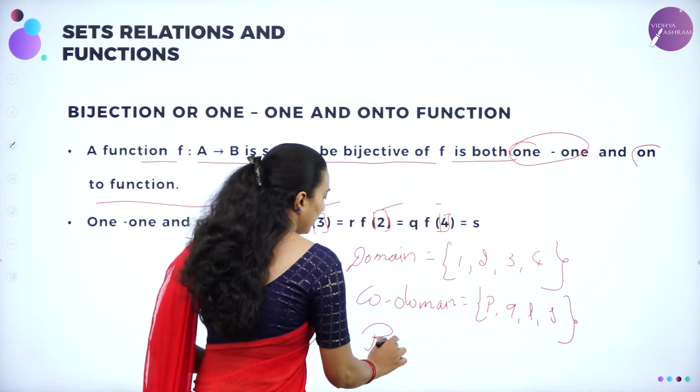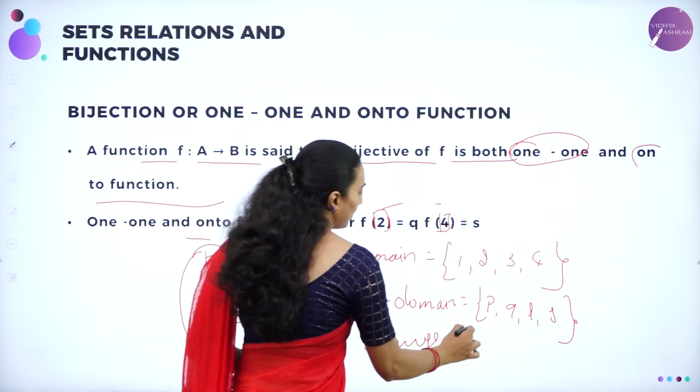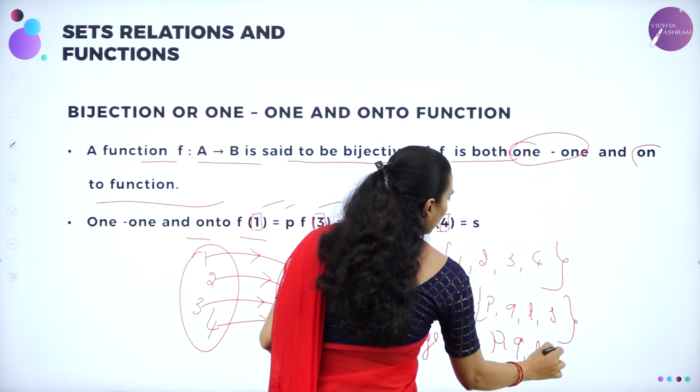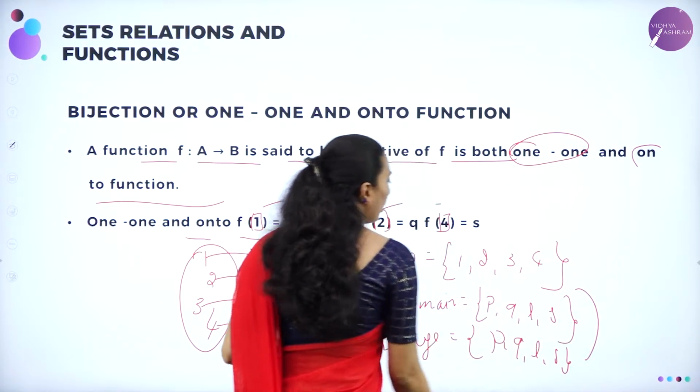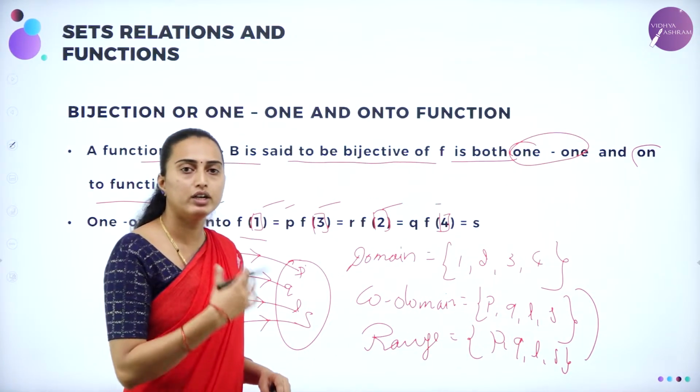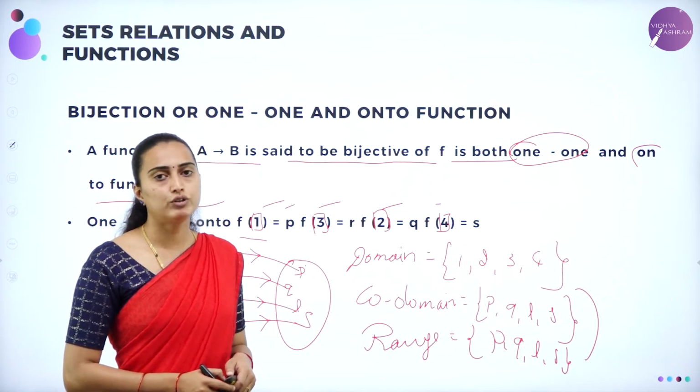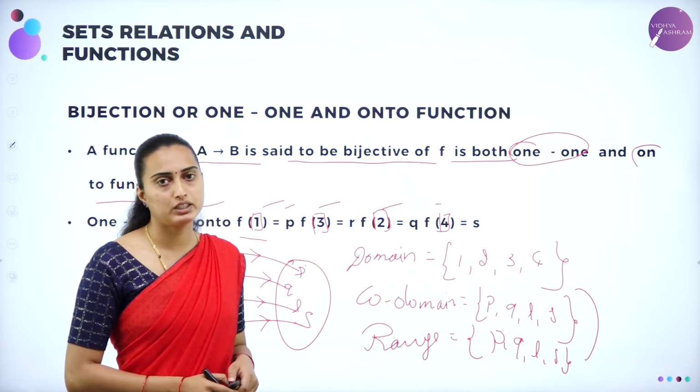What is the range? Range is nothing but the connected elements. You can see, dear students, the connected elements are also P, Q, R, S. You can check over here. The codomain set is equal to the range. Therefore, it is an onto function as well as a 1-1 function. Therefore, this is going to be known as the bijective function.